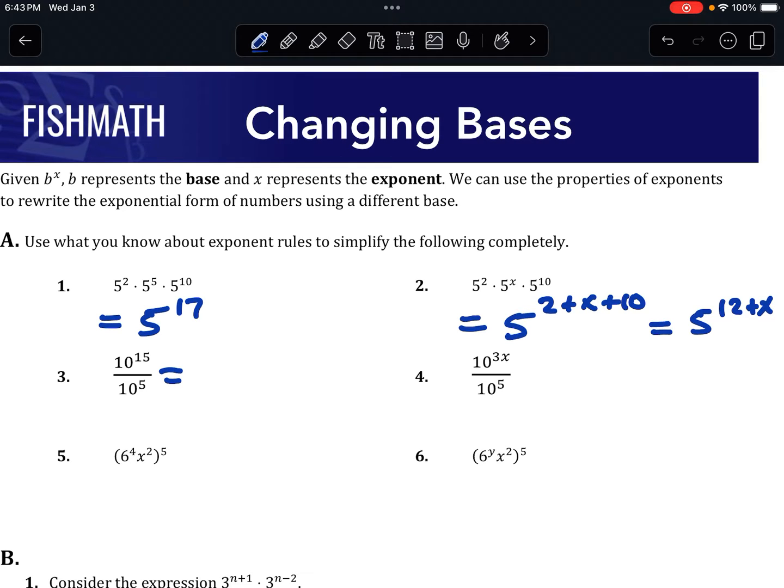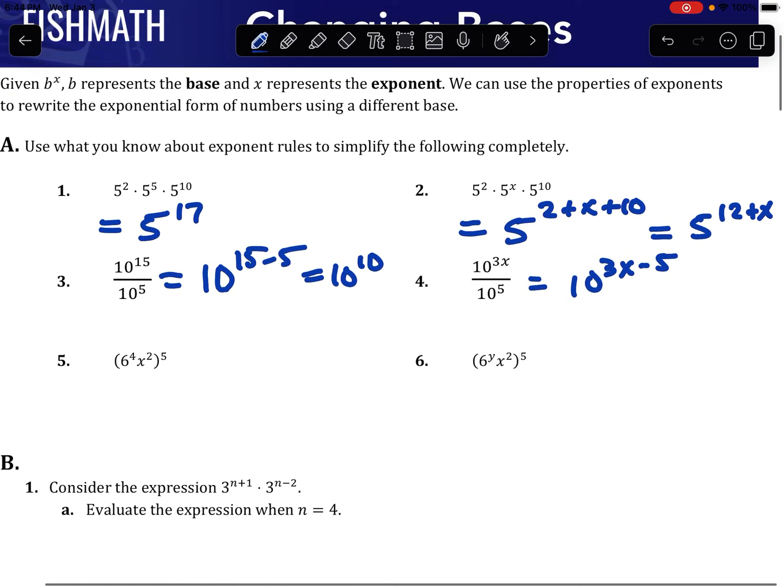Our division rule is to say keep the base and subtract the exponents, which gives you 10 to the 10. For this one, same idea, keep the base, subtract the exponents. Just your answer has an x up in that exponent, and that's okay.